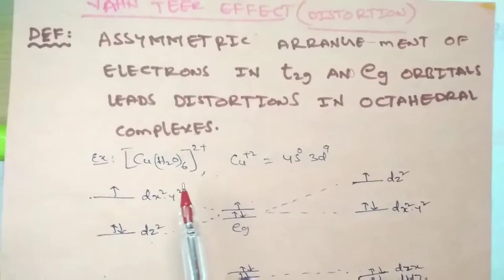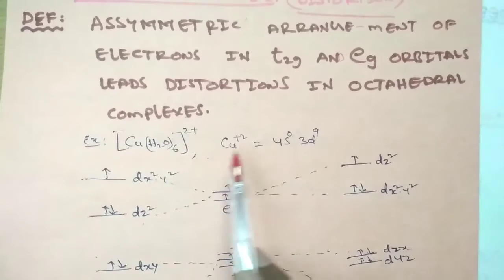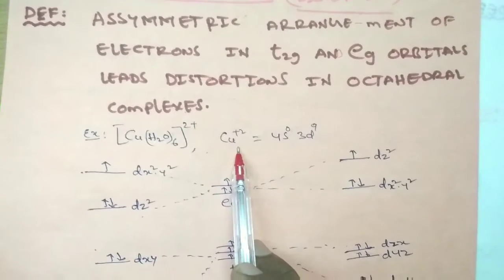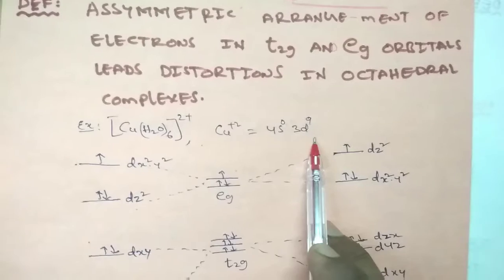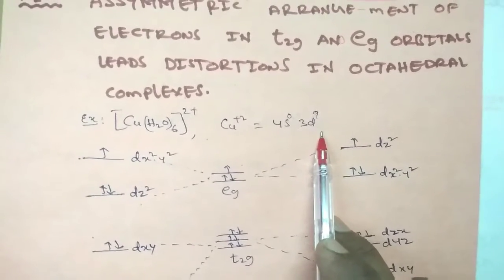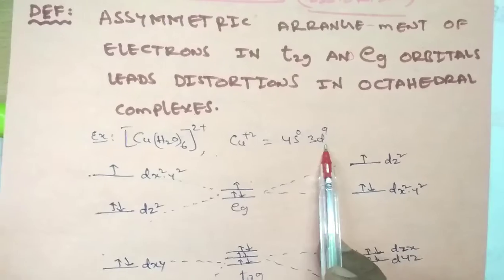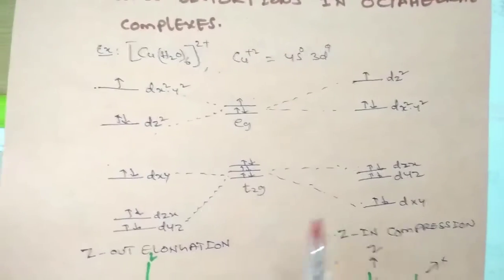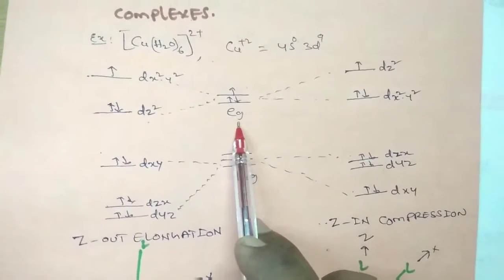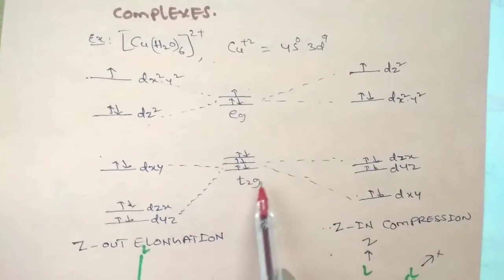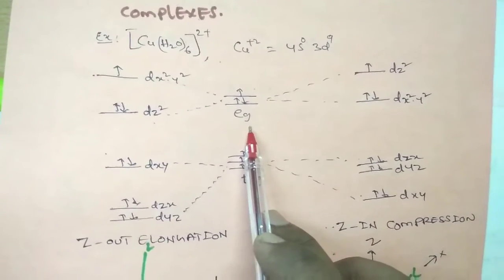So Jahn and Teller studied the hexaaqua copper(II) ion. Here copper plus 2 is the oxidation state. For the plus 2 oxidation state, the valence electronic configuration is 4s0 3d9. Got it? That means 9 electrons are present in d orbitals. In octahedral complexes, d orbitals split into t2g and eg orbitals. Now 6 electrons will be filled in t2g and the remaining 3 will be filled in eg orbitals.